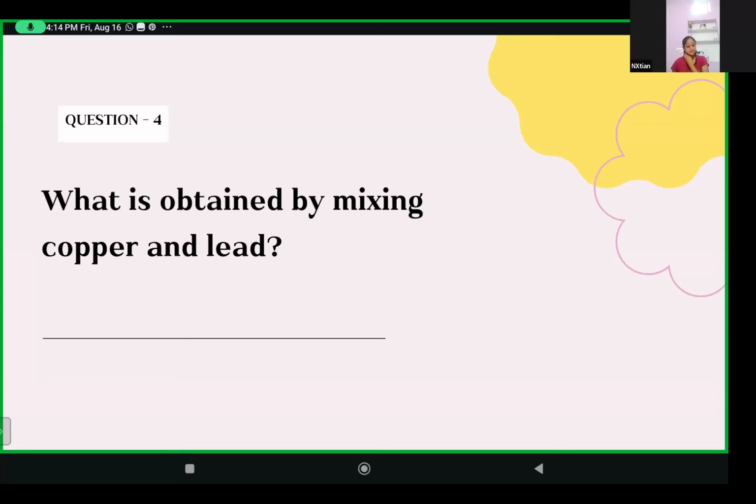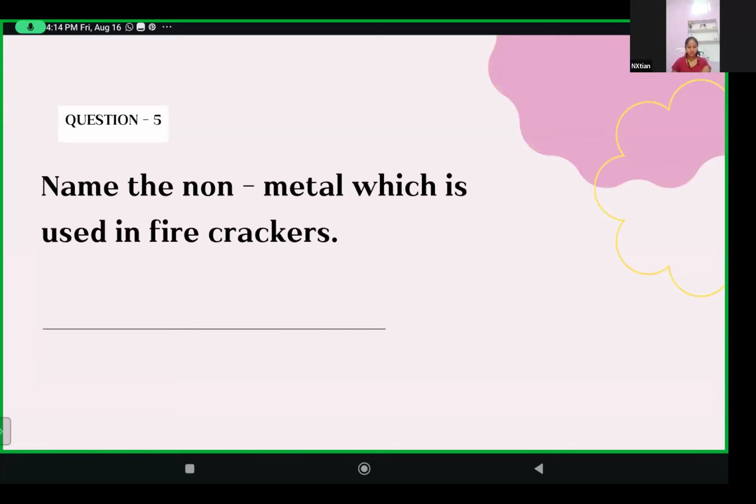Right. So next question. Ma'am, I think it becomes tin. Yeah, copper plus lead equals to tin. Yes, Ananya. Okay, Abraham. Ma'am, potassium nitrate. Potassium nitrate. Okay. Next question and the last for this round. Okay. Last question for this round.